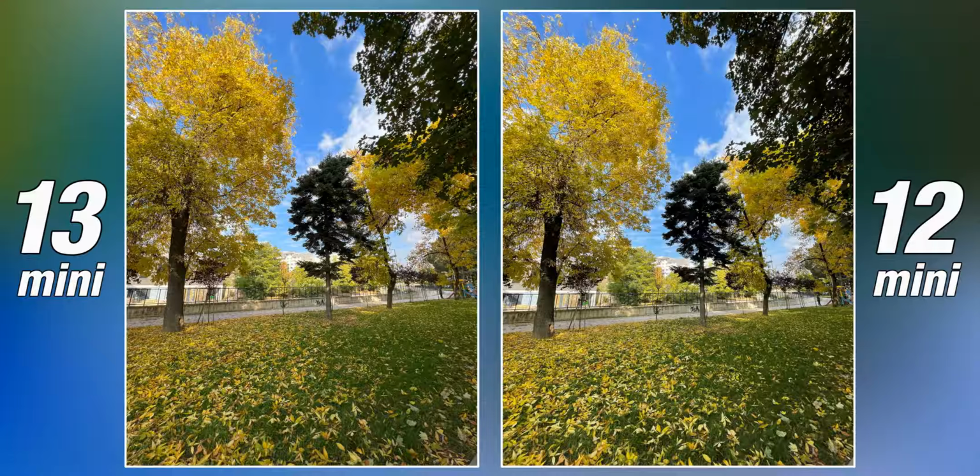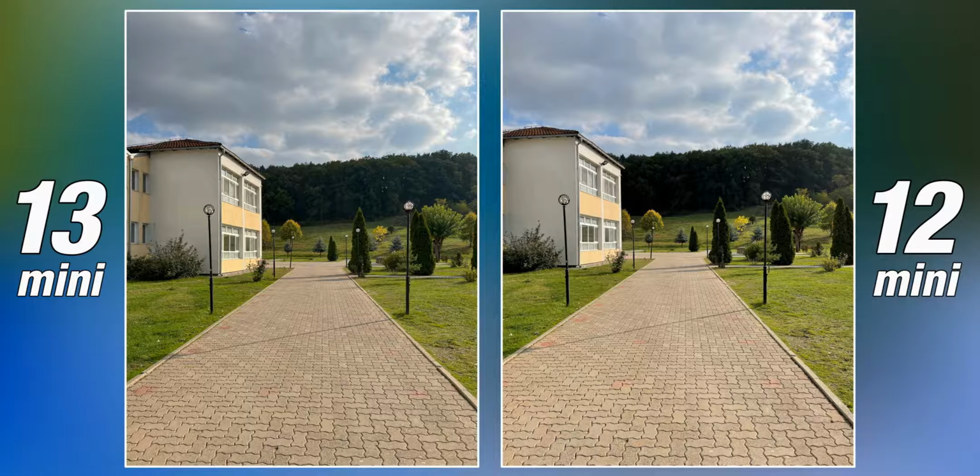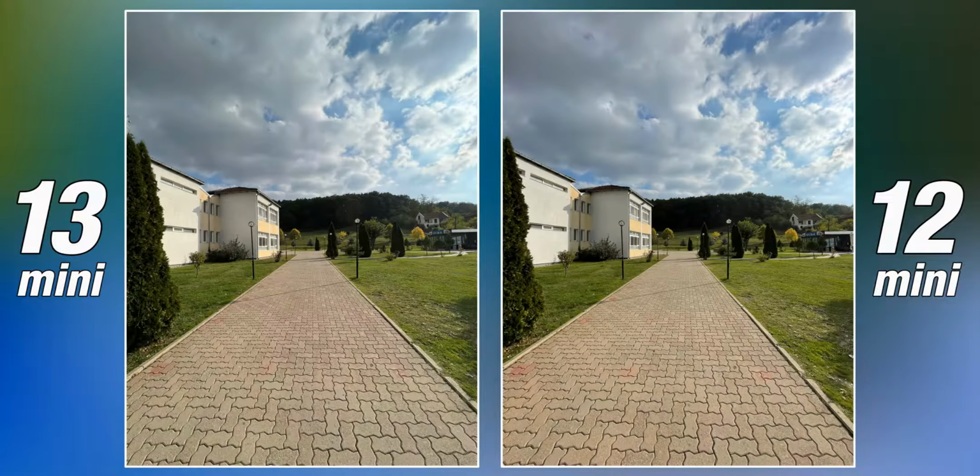The same results are with their ultra-wide cameras too, with the 13 mini being just slightly brighter. But the difference is so small even I barely noticed it, and I was looking at these pictures on a big monitor. In this next place, however, the trees on the 13 mini are clearly brighter and more visible compared to the 12 mini. The street, the building, the grass and the sky, however, are very similar. When it comes to the ultra-wide cameras, they are almost identical. The street, however, has a warmer tone on the 12 mini, compared to the cooler colors on the 13 mini.